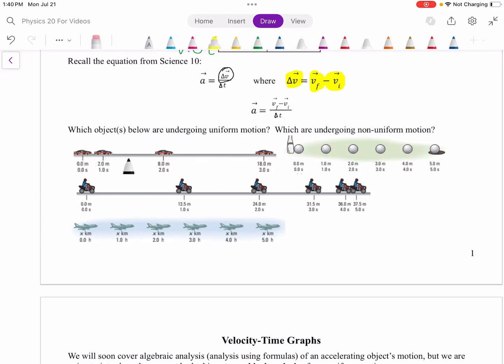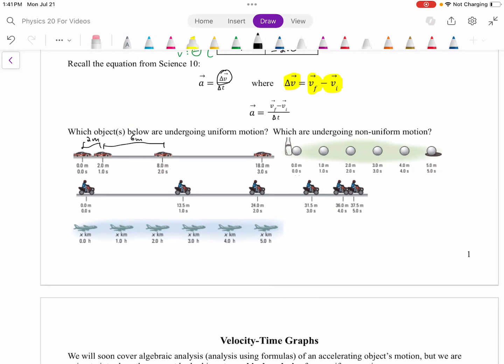Okay, so what did you get for this car? Well, we can see here this car, right? In the first second, it looks like it went 2 meters, but then in the next second, it went 6 meters, right? 2 meters during this first second, then 6 meters, then suddenly from 8 all the way to 18, that's 10 meters. So is this uniform motion? No, right? It can't be. It's changing the displacement that it covers each second. Well, that means its velocity is changing, right? This car is getting faster and faster.